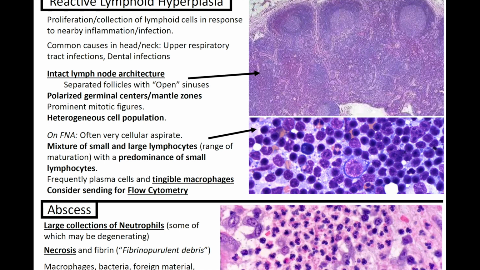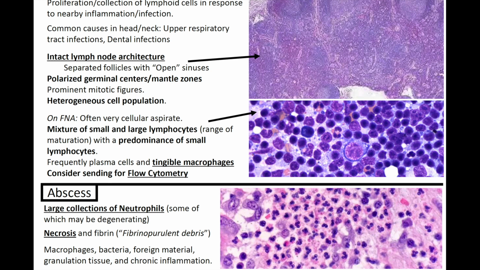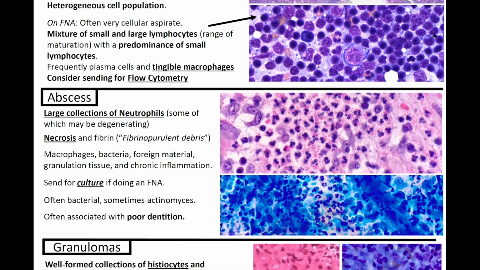So on FNA, you can often have very cellular aspirate in reactive lymphoid hyperplasia with a mixture of small and large lymphocytes with a range of maturation with a predominance of small lymphocytes, which is what we see here, right? Predominantly small lymphocytes that I'm pointing out. We also have some larger ones, so it's a mixture, but mostly small lymphocytes. And you can have frequent plasma cells and tingible body macrophages. And if you see this, consider sending for flow cytometry, right? So if you're at an FNA, you're going to want to put some of that tissue into RPMI so you can send it to flow.